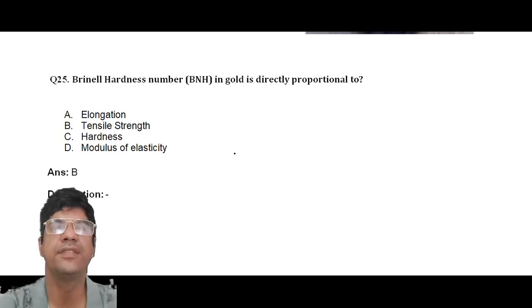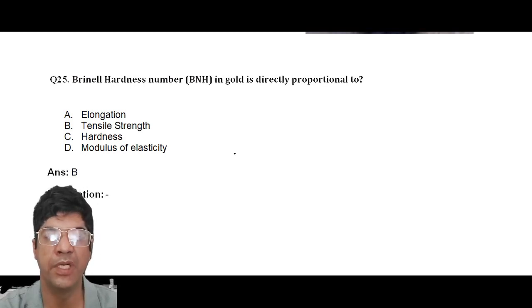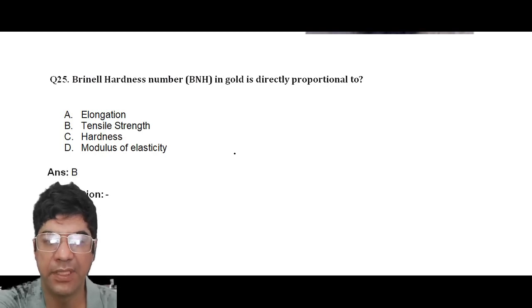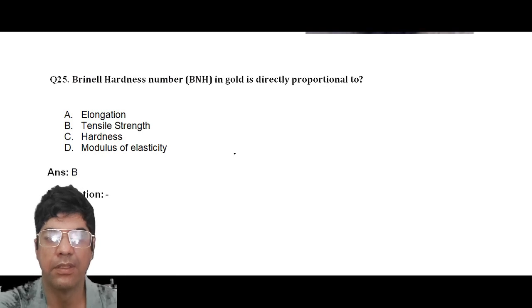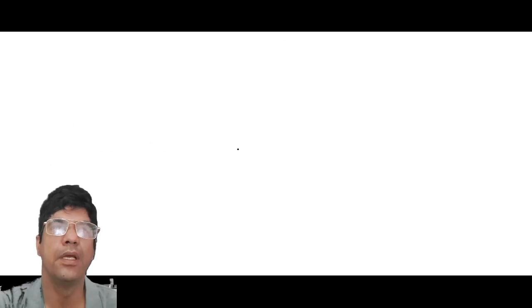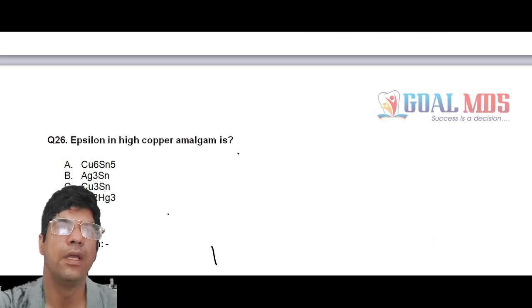The Brinell hardness number in gold is directly proportional to the tensile strength. Epsilon in high copper is already discussed.